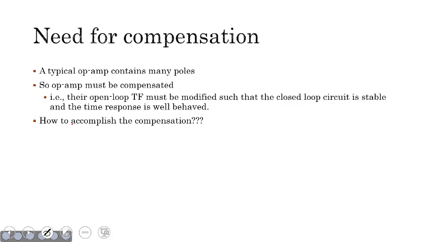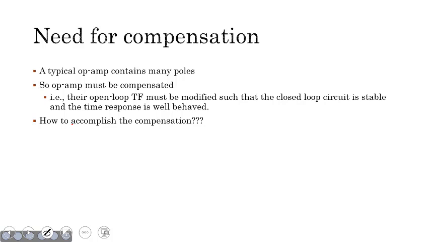This particular slide talks about the need for compensation. Typically, an open loop system contains many poles, right? And when we put such a system in a feedback loop, the system might get into an unstable condition, correct? So compensation is a technique that modifies the open loop transfer function so that for any kind of feedback that we have, the circuit always stays inside the stable region.